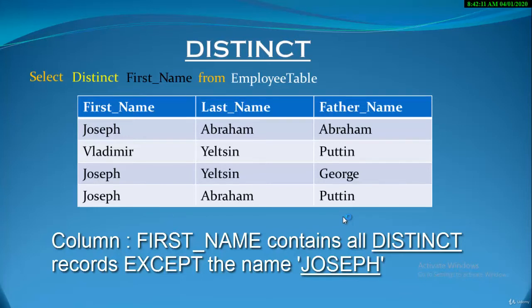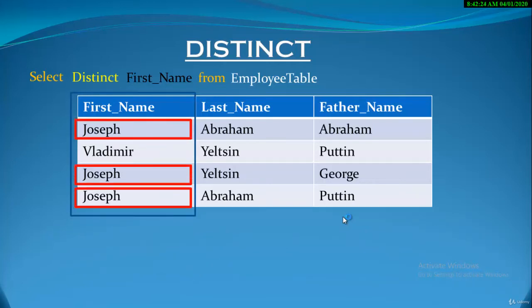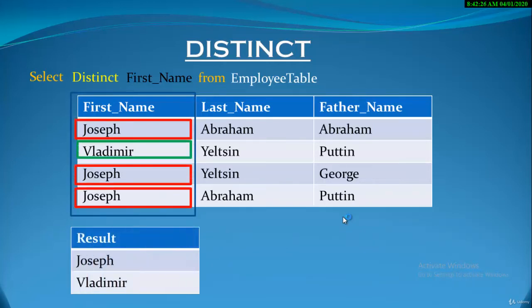If we execute this query to fetch the distinct records, it will give the result as 2 rows, Joseph and Vladimir. You can see that instead of giving the 3 different records for Joseph, the result gave us the single line for all Josephs.